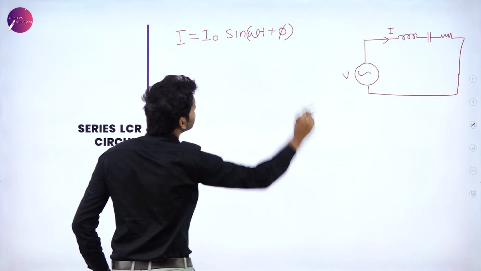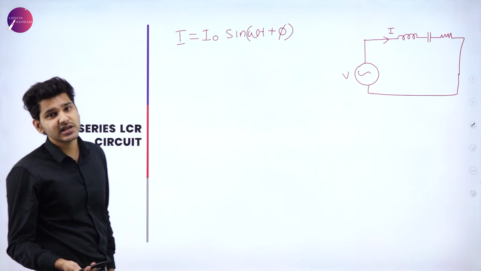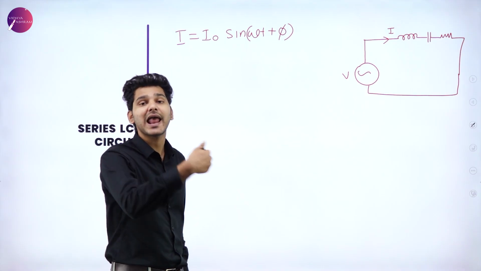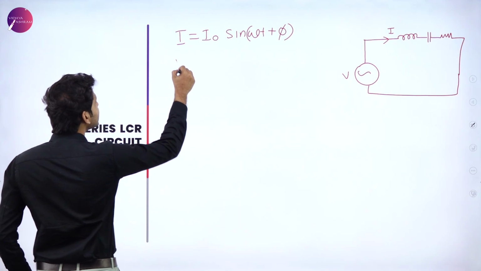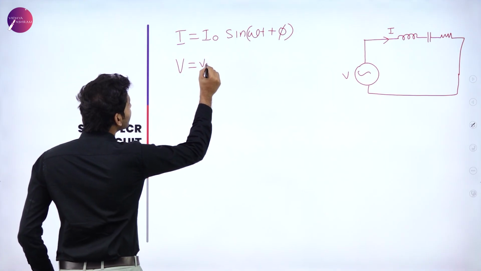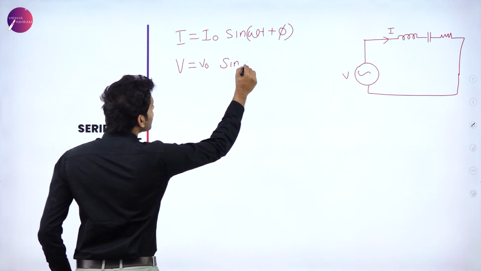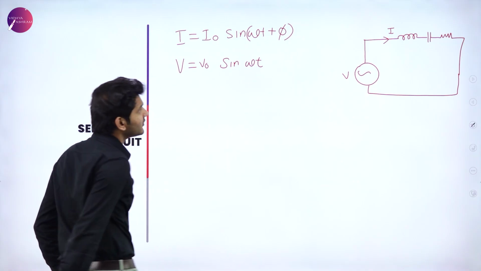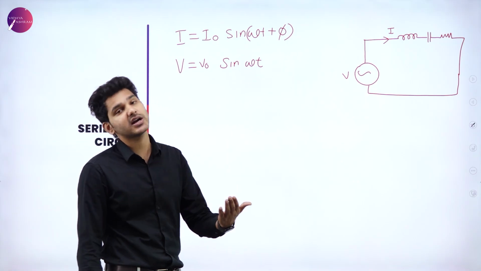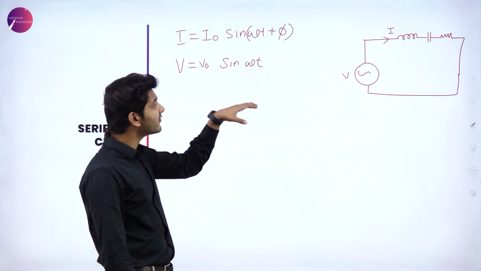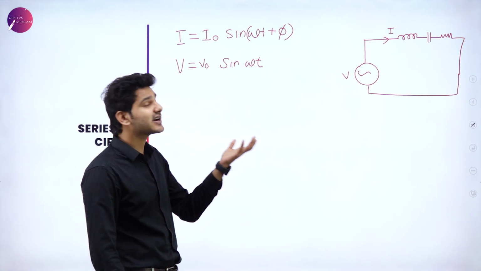Again, this plus phi just indicates that current is either leading or lagging behind this particular voltage. That is, voltage is indicated as V is equal to V naught sine omega t. So that plus phi is just the phase difference between current and voltage. So if there is no phase difference, we can say that phi is equal to 0.